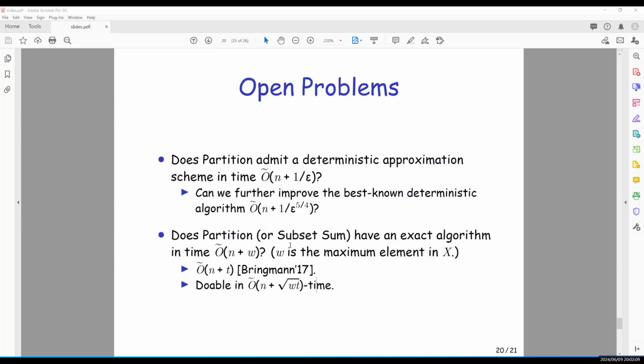Another open problem, which is perhaps more important, is whether there exists an order of W time algorithm for subset sum, or even partition, where W refers to the largest input integer. Along this line, the best known result is due to Bringmann, which gives an algorithm of order of T, where T is the target. As you can see, there is still a large gap between the largest integer W and the target T. Nevertheless, I'm happy to announce that very recently we made progress in this direction by presenting an algorithm with an intermediate running time, which is square root of W times T. Our result seems to suggest that an algorithm of order of W is likely to exist.